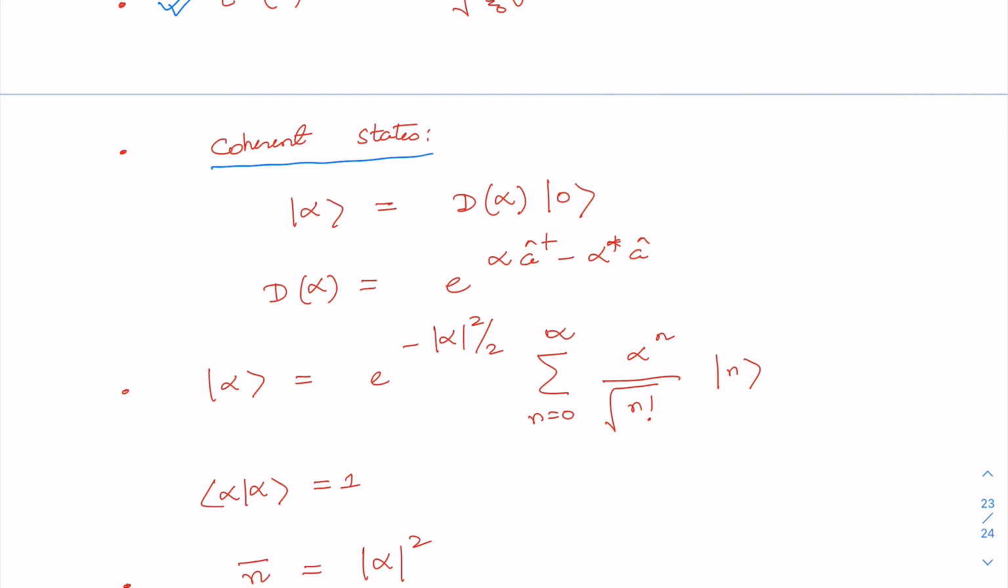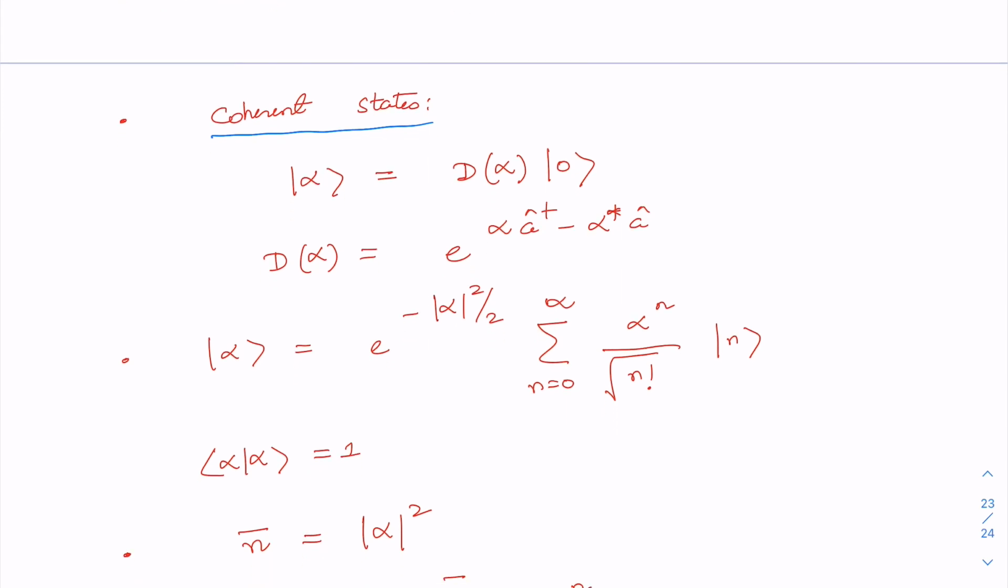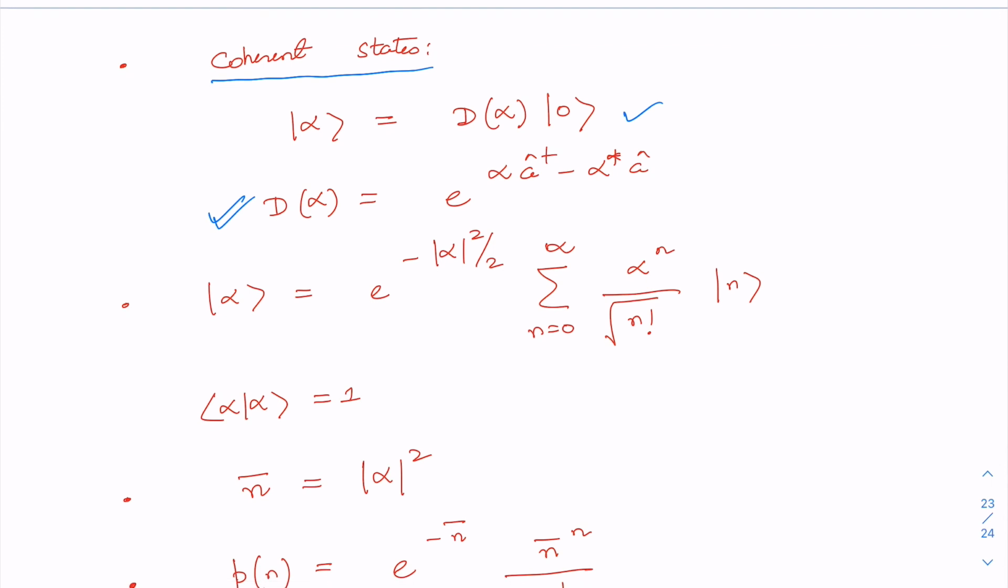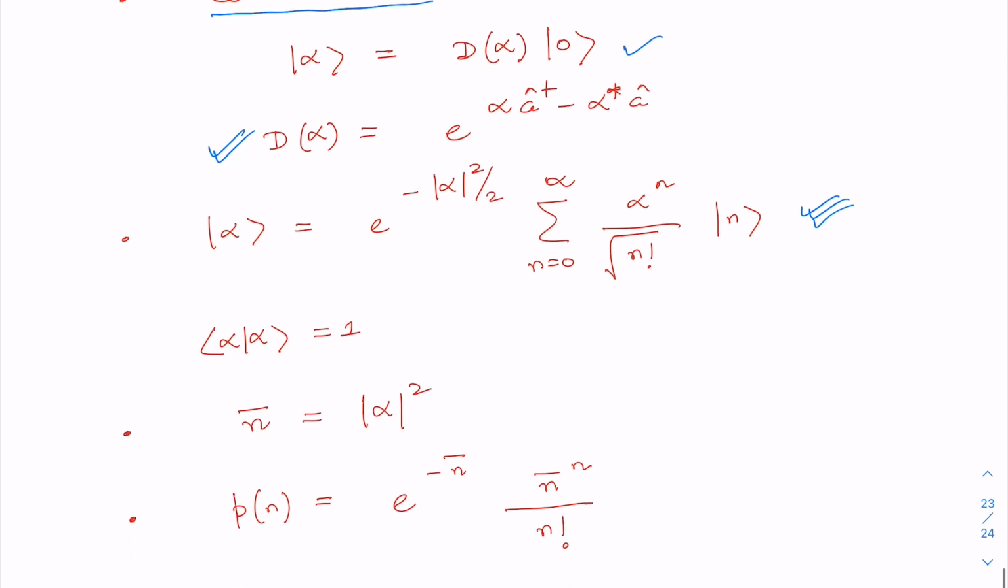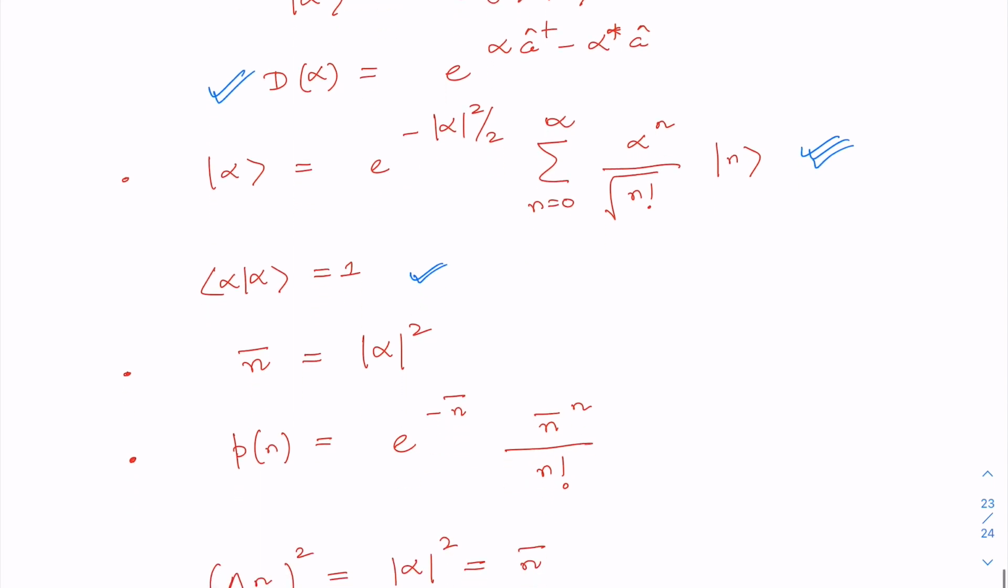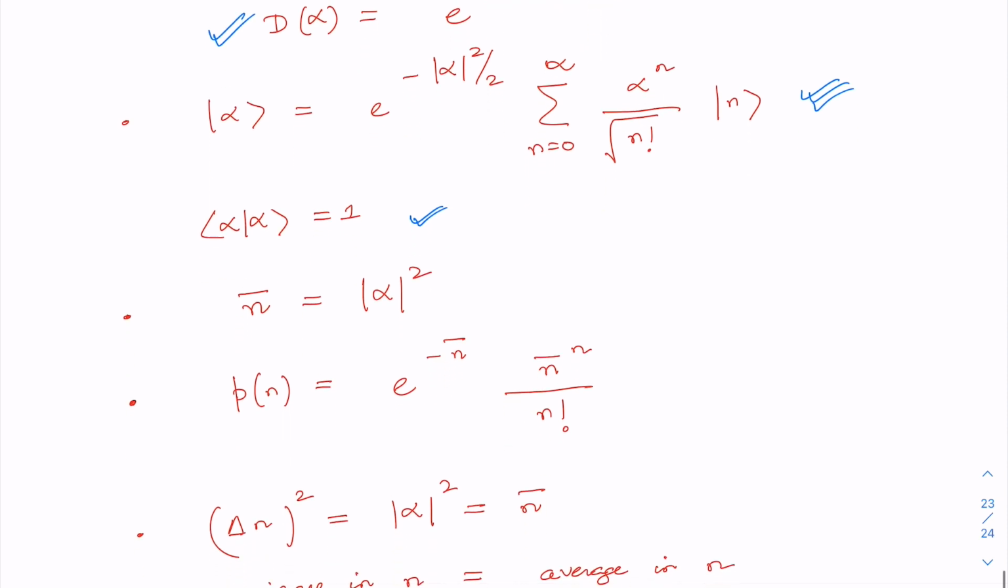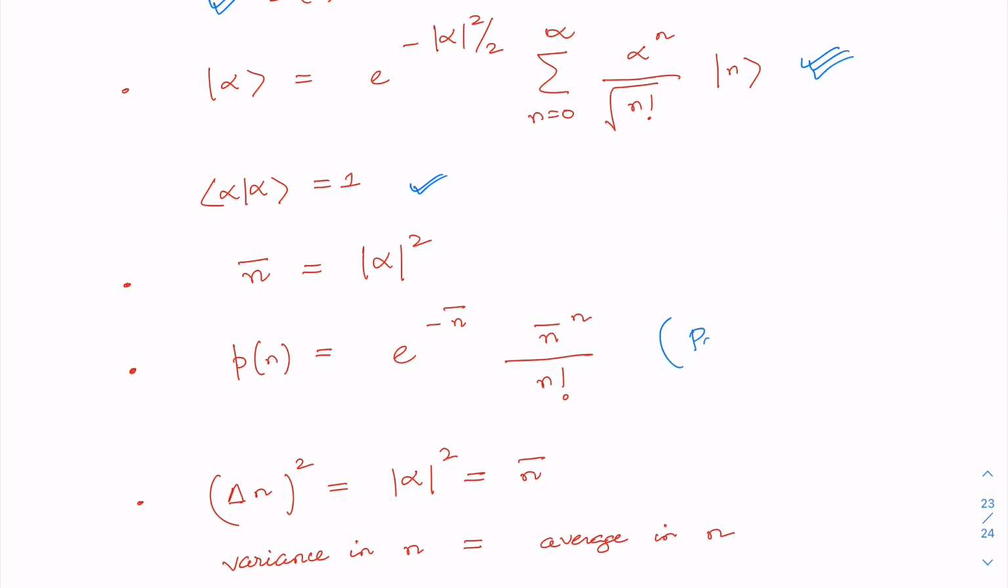It is one of the important quantum states of the harmonic oscillator or electromagnetic radiation, because we now know that quantized electromagnetic radiation behaves like a harmonic oscillator. We saw that the coherent state is nothing but a displaced ground state, and D(alpha) is the displacement operator. This coherent state can be expressed in terms of the number states by this popular expression, and it is normalized. Then we found that the average number of quanta in the coherent state is basically mod alpha squared, and it satisfies the so-called Poisson statistics or Poisson distribution.